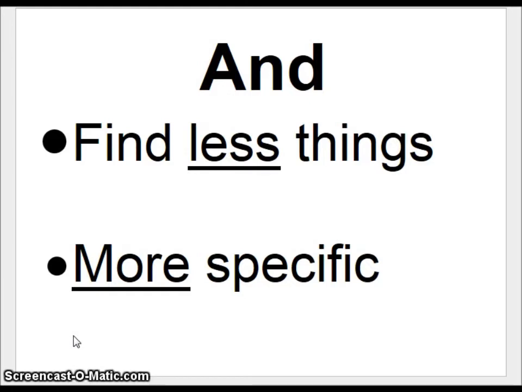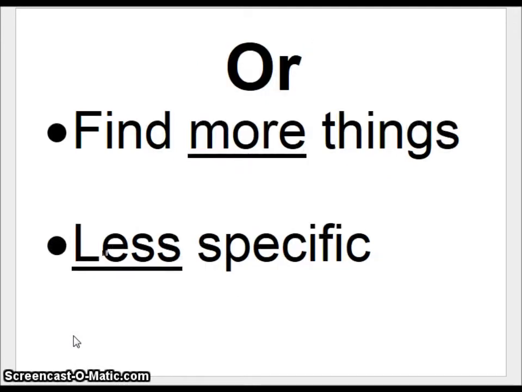The and helps you find fewer things by being more specific. Peanut butter and jelly is more specific than just peanut butter or just jelly because you're saying it has to have peanut butter and it also has to have jelly. The or helps you find more things because it's less specific. You're saying it could be this or that. You're being less particular in what you're asking for. So now let's take a look at this in action in Academic Search Complete.